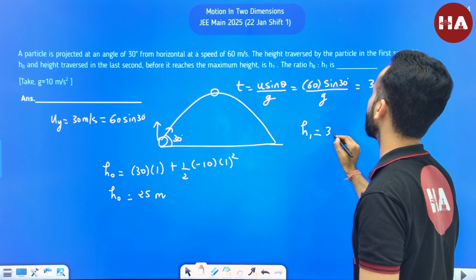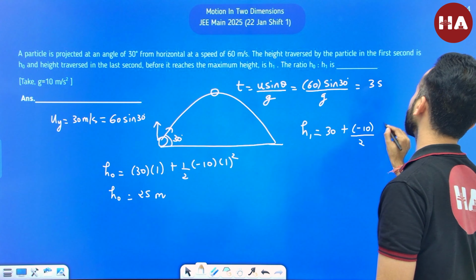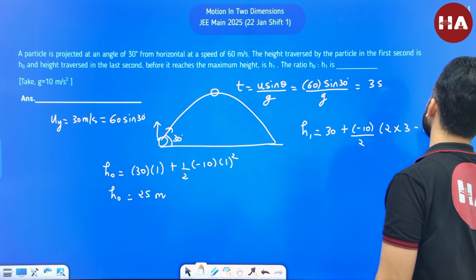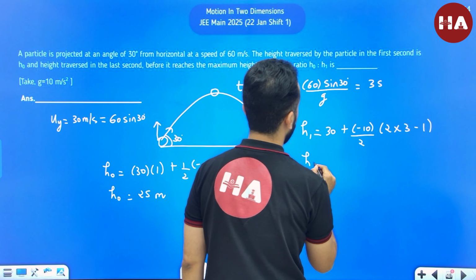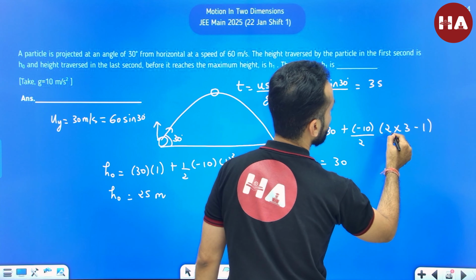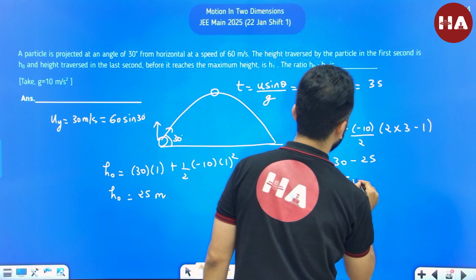u is like 30, u plus a by 2 into 2n minus 1. So it is like the third second, so I will write n as 3. So this h1 becomes 30 minus 5 into 5, which is 25. So it is going to be 5 meter.